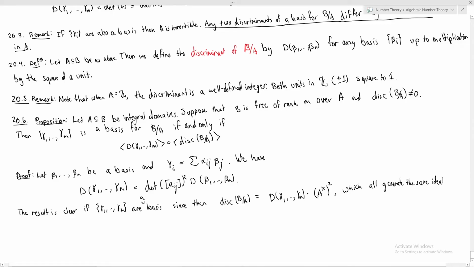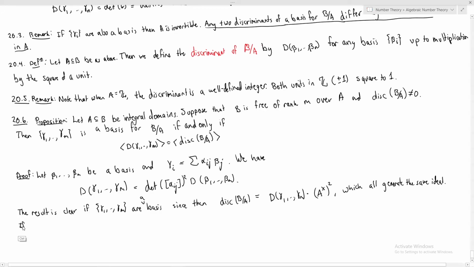Yeah, I guess if you really want to be formal, basically multiplication by an element of A cross squared defines an equivalence relation on the set of non-zero elements of A. And I guess even on the set of elements of A, and the discriminant of B over A is the equivalence class associated to a basis, and those all generate the same ideal. Okay, so now what we really want to see is if these two ideals are equal.